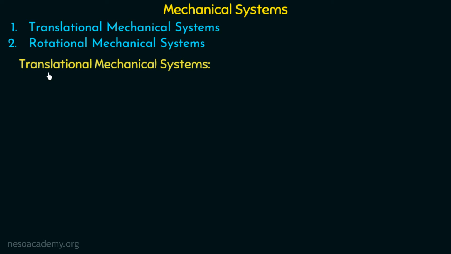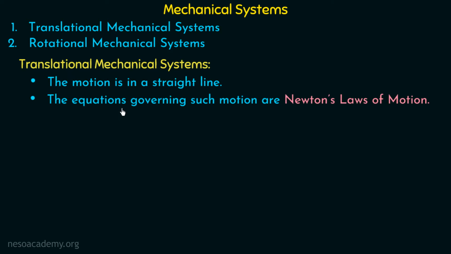We know that in translational mechanical systems, the motion is translational motion. That is, the motion is in a straight line. Moreover, the equations governing such motion are Newton's laws of motion. We all have studied Newton's laws of motion in our high school physics, right? Yes, we'll be applying the same laws while dealing with these systems. So these are some important points regarding translational mechanical systems. We will now move on to the parameters of translational motion.